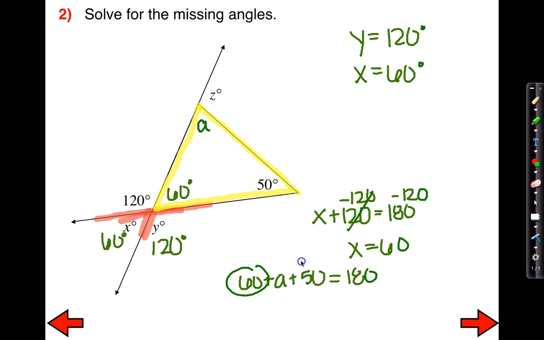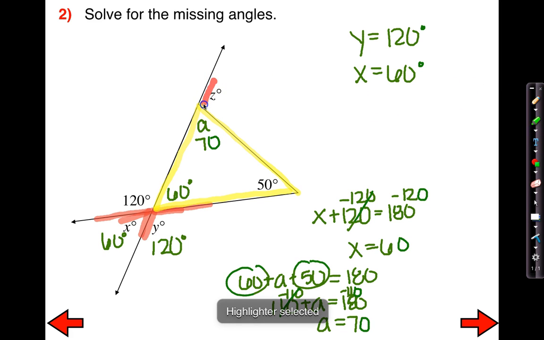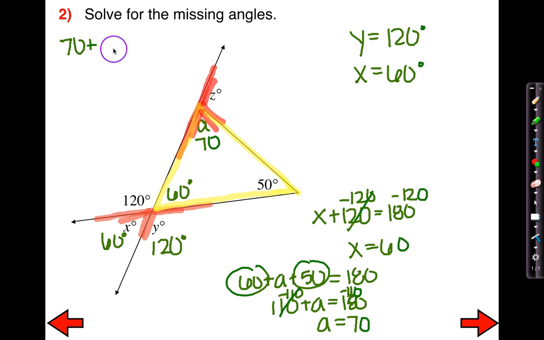I'm going to combine like terms, leaving me with 111 plus a equals 180. Subtract 110 from both sides, and I'm left with a equals 70. So here, now I know the value of a is 70 degrees. So again, guess what? Now I know that angle z and angle a, which we know is 70, are supplementary because they form this straight line. I can go ahead and set up my equation as 70 plus z is 180 degrees. So simply subtract 70 from both sides, leaving me with z equals 110 degrees.